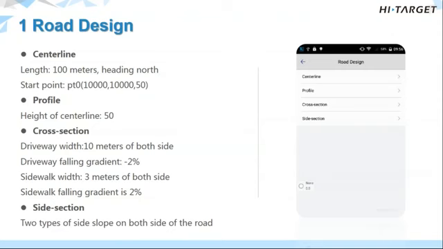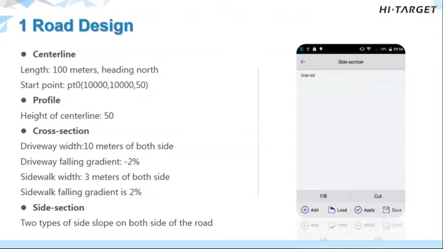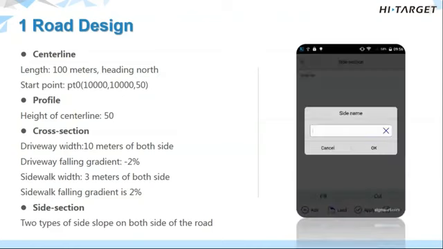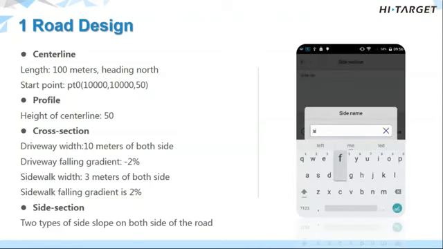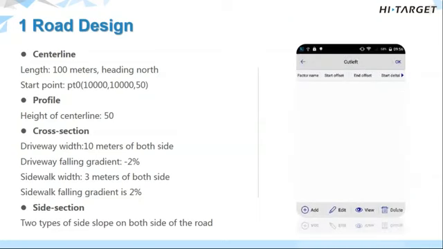The fourth one is the side slope. Set the side slope according to the fill or cut. And users need to add the header slope, platform, and ditch information respectively.